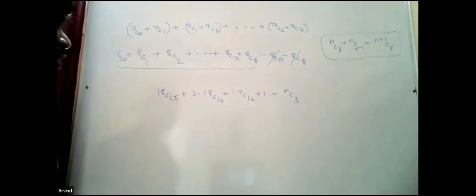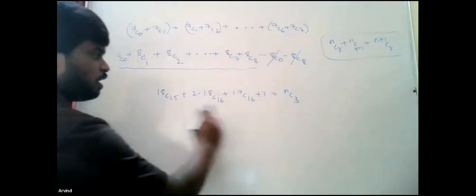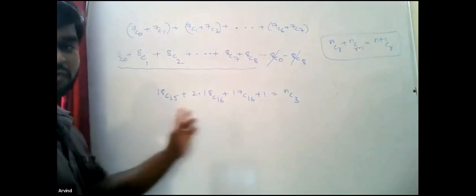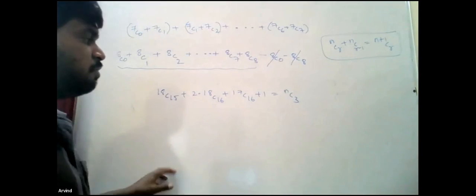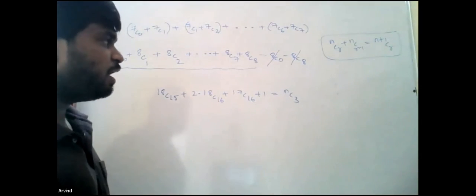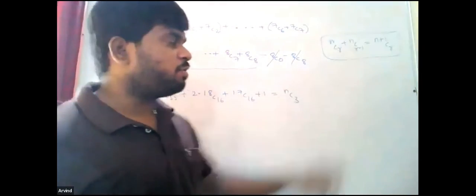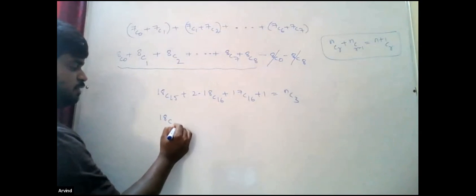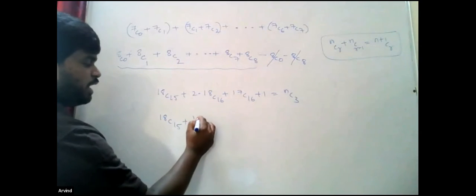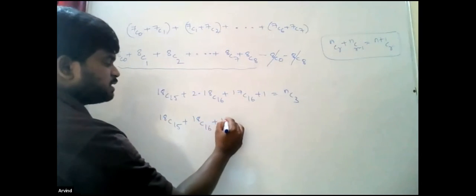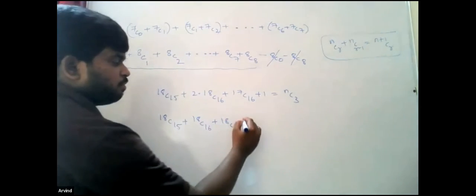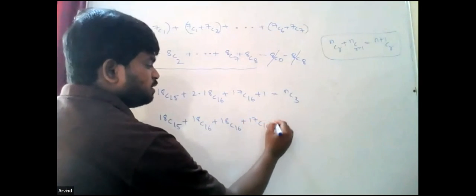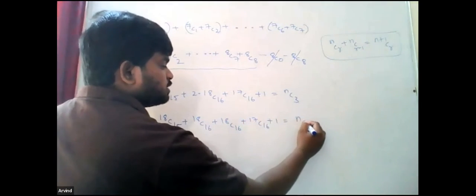So if you observe here, this you have to solve. Solving it directly will take a very, very long time. Here we are supposed to find the value of n. I'm going to use the same formula. Observe this 2 times, I will split it. 18C15 plus 2 times 18C16 I can write as 18C16 plus 18C16, plus 17C16 plus 1 is equal to NC3.